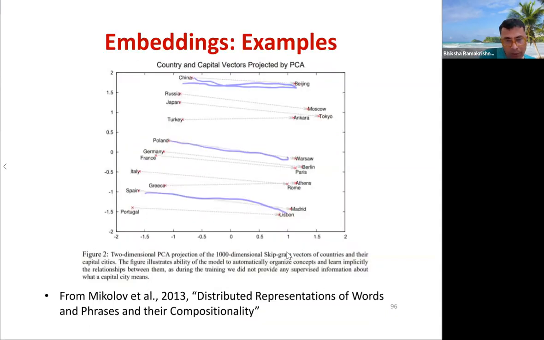He also showed how you can similarly get things like China minus Beijing equals Poland minus Warsaw equals Russia minus Moscow, approximately. So the positional relationships become semantically meaningful. Then he had other examples where he showed man minus woman was the same as king minus queen, and so on. It seems to learn the right thing.